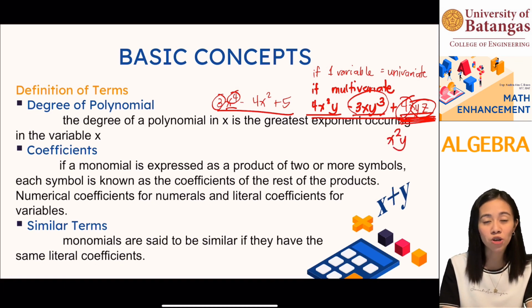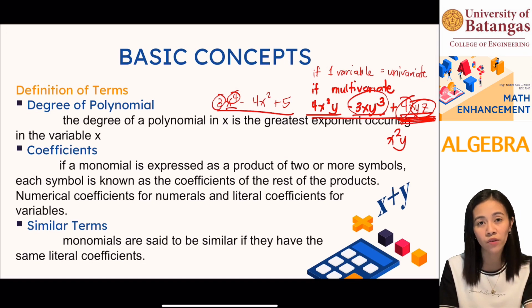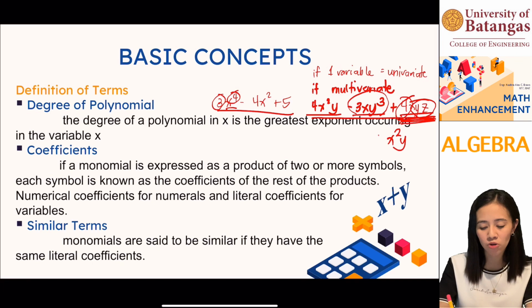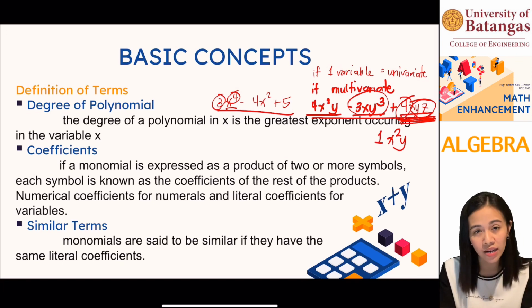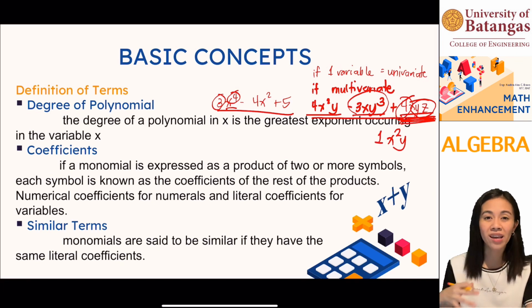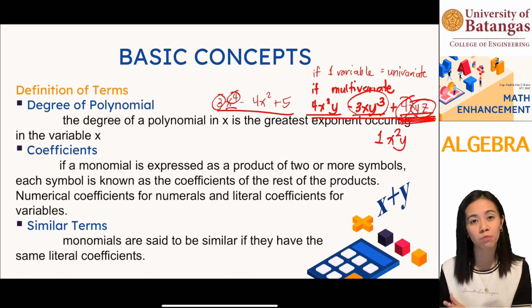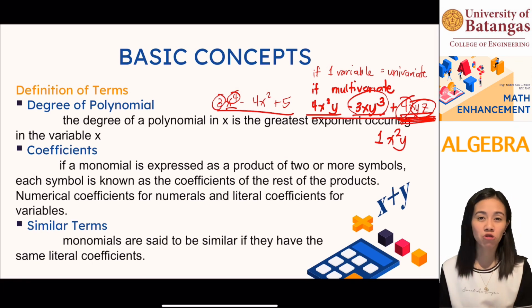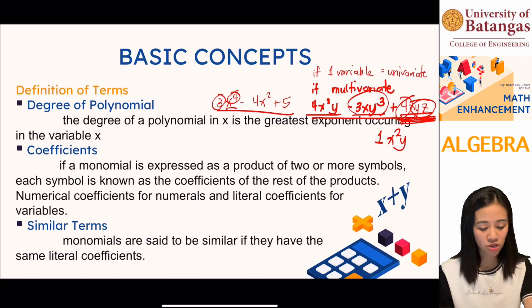Baka sabihin nyo, wala siyang numerical coefficient. Hindi po. So, the numerical coefficient of x squared y will be 1. Hindi lang natin normally sinusulat si 1, kasi nga, identity siya. When you multiply any number by 1, it stays the same number or the same expression. So, parang walang effect. Kaya, di na natin sinusulat si 1. But 1 would be your numerical coefficient for such kinds of terms.